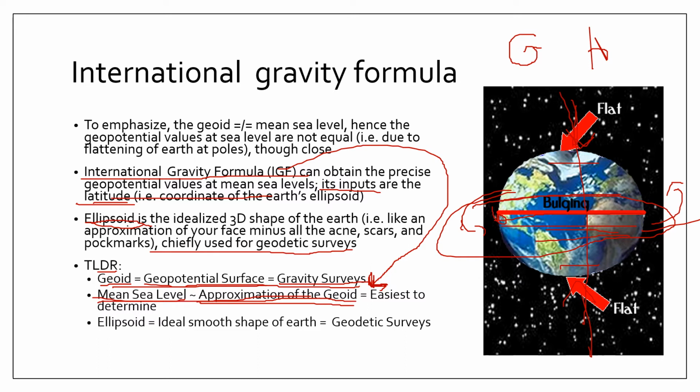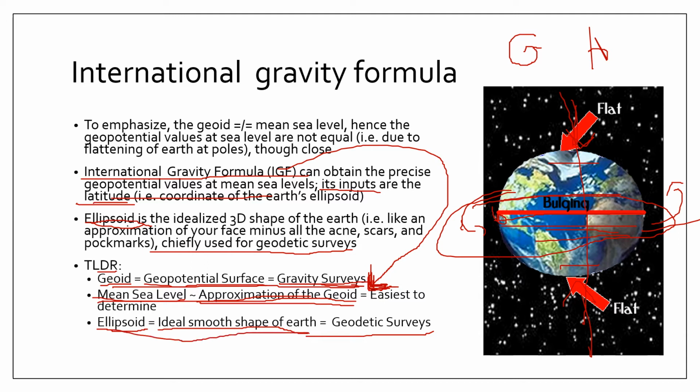And it's important for us to know that number because most of the gravity surveys that we do are relative measurements. By relative, we always have to have a reference number and a reference level. So anyway, the ellipsoid is something for the geodetic engineers. It's just the ideal smooth shape of the Earth.